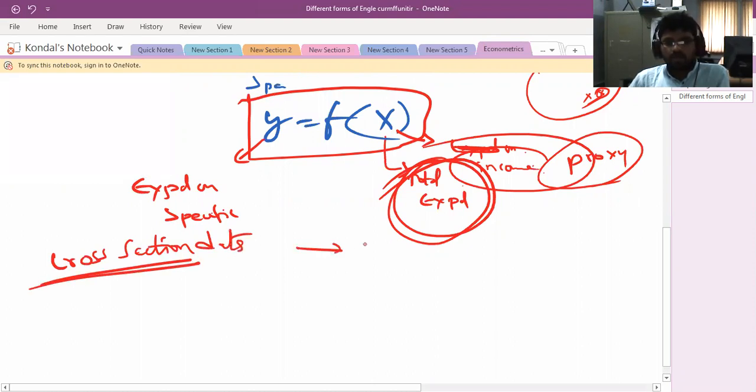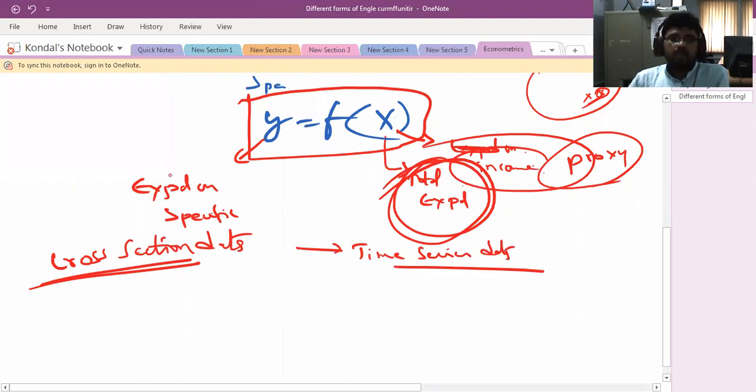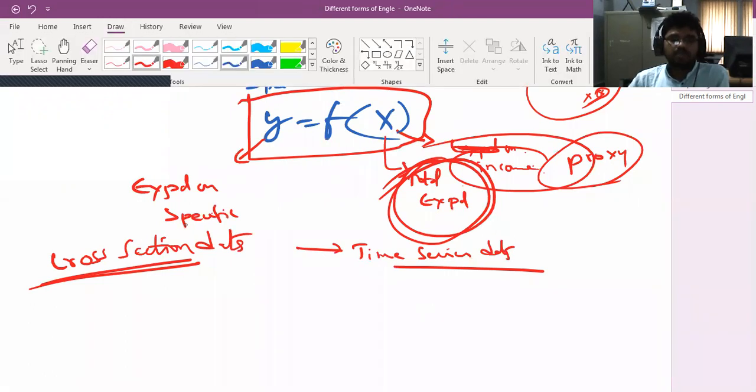And what is the time series data? Anybody know what is the difference between the cross section as well as the time series?